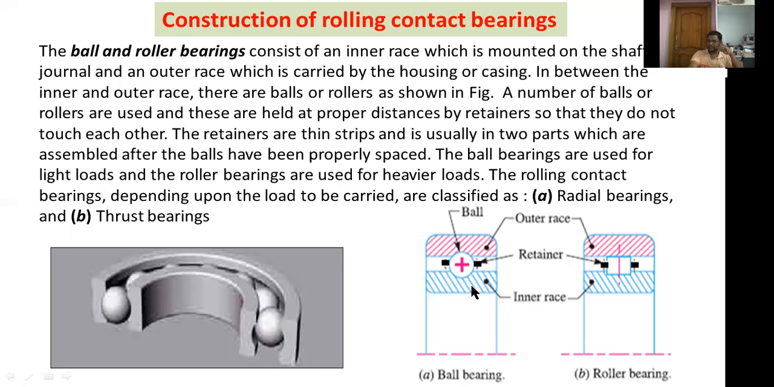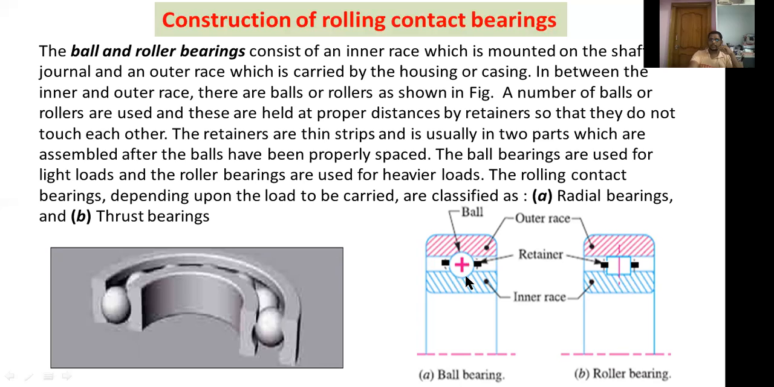Okay, the ball bearings are used for light loads, and roller bearings are used for heavier loads, because the rolling contact area of balls is very small as compared to the contact area of rollers. The roller bearings have a high contact area, therefore they carry heavy loads, whereas balls have a small contact area. That's why balls carry less load.